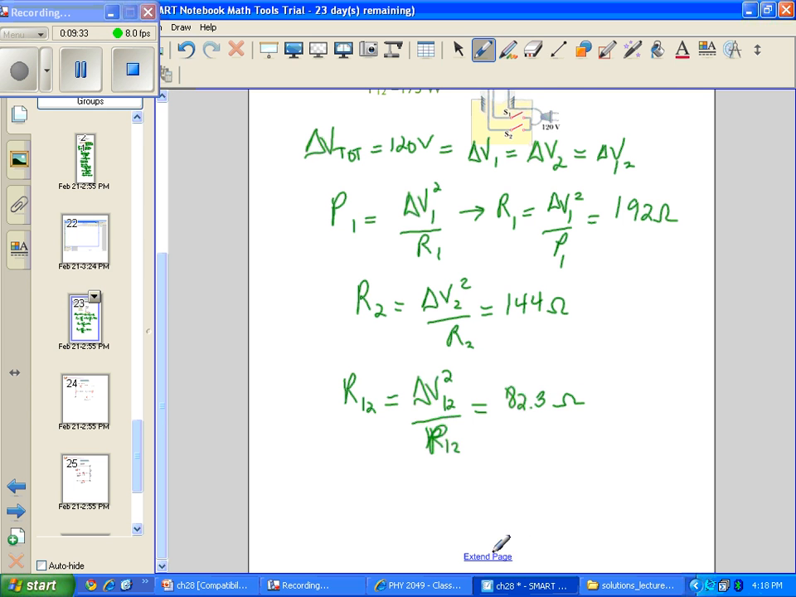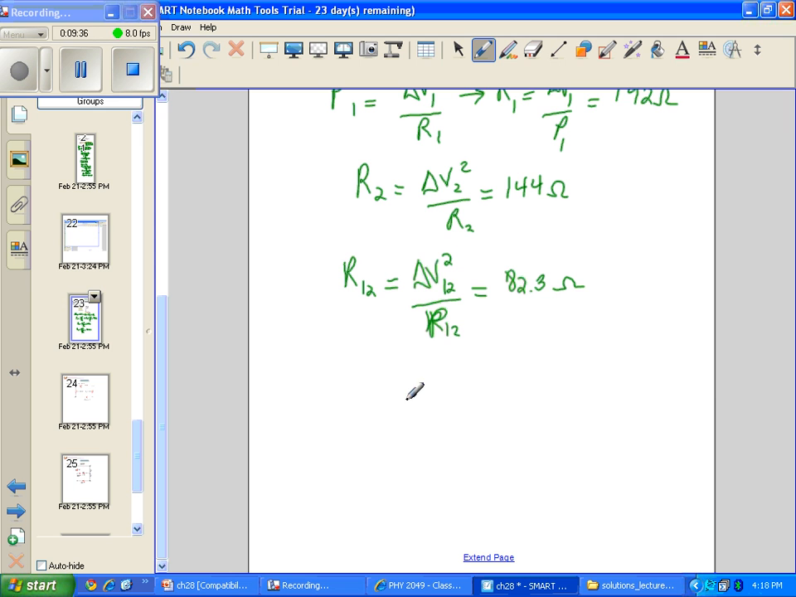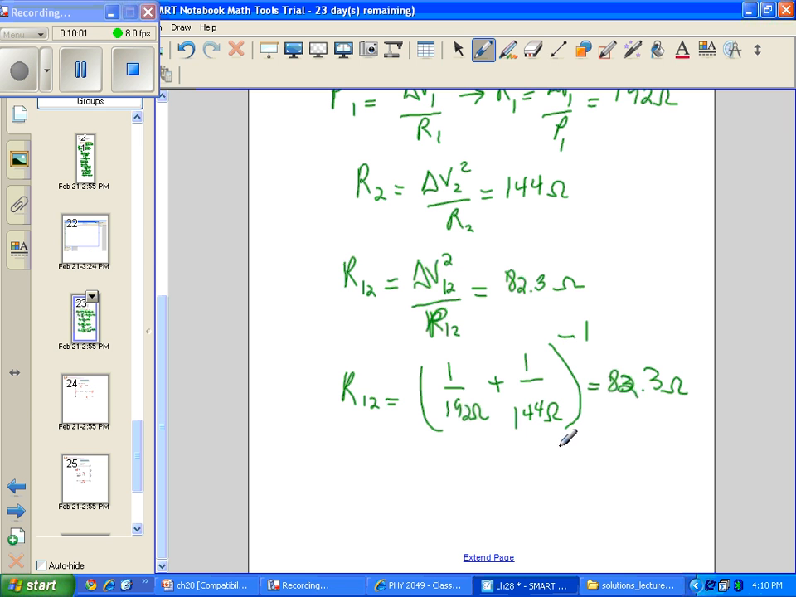But if we want to double check that we did this correct, R12 should equal 1 over 192 ohms plus 1 over 144 ohms, taken the reciprocal, and if you put this in your calculator, hopefully you get 82.3 ohms, confirming that our work was done correctly.